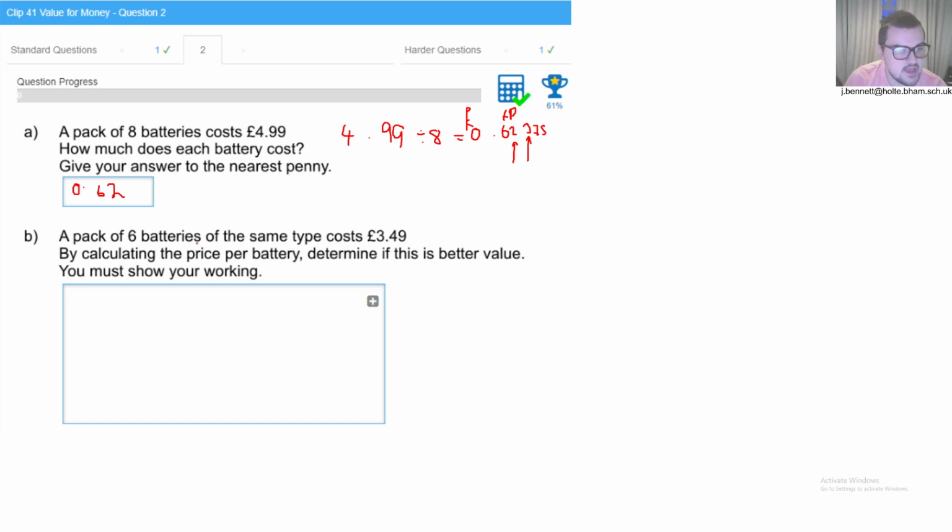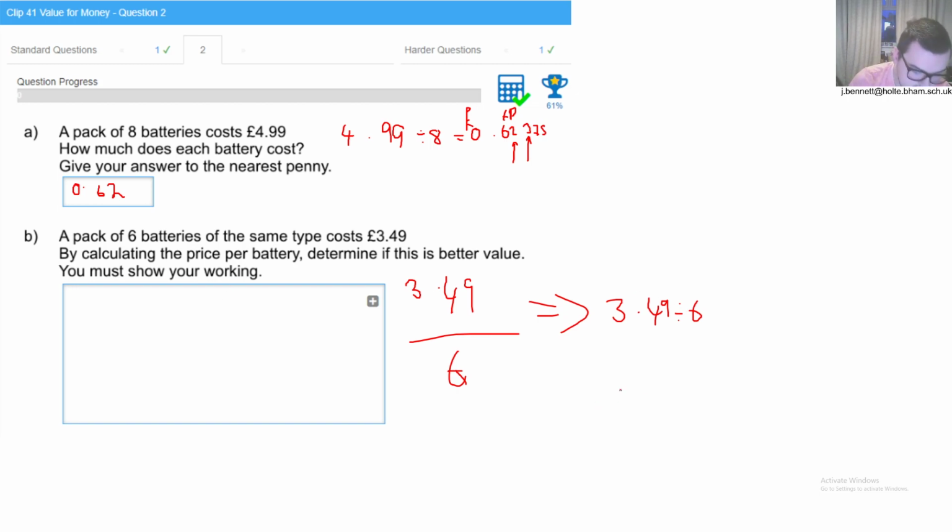That is the answer to the nearest penny. A pack of 6 batteries of the same type costs £3.49. Work out which is better value. So again, we do £3.49 divided by 6, or in the calculator you would do £3.49 divided by 6. What does that give us?